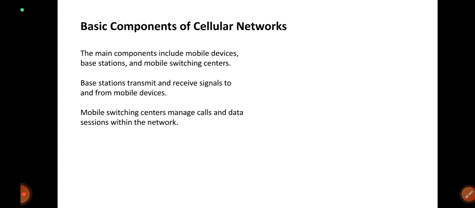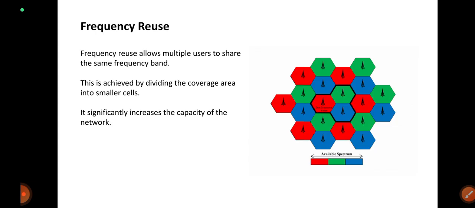Basic components of cellular networks. The main components include mobile devices, base stations and mobile switching centers. The base station transmits and receives signals to and from the mobile devices. Mobile switching centers manage the calls and data sessions within a network.